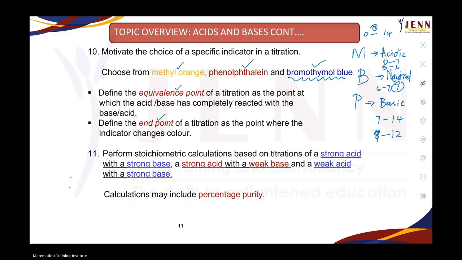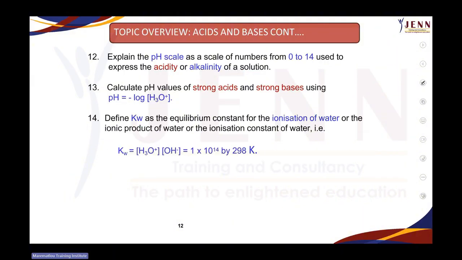The endpoint is the point where the indicator changes color. Equivalence point is the point where an acid or a base has completely reacted with the other. So these are must-knows. These 2 definitions alone are must-know. Let's just get the theory part out of the way.